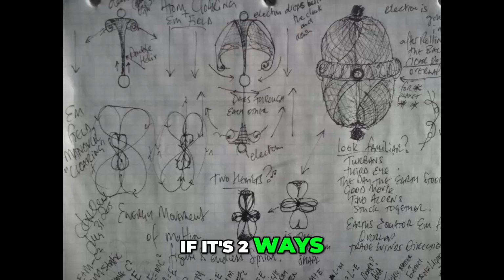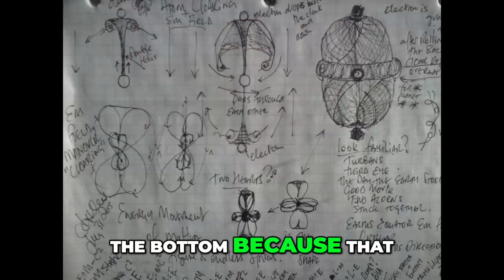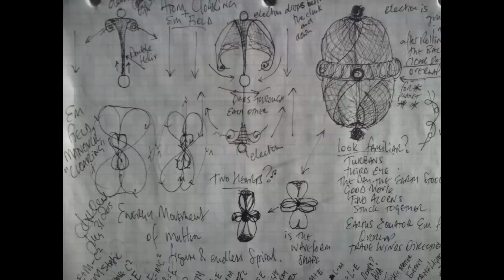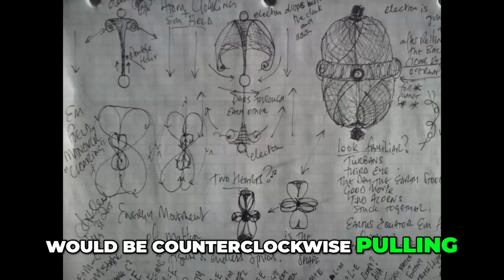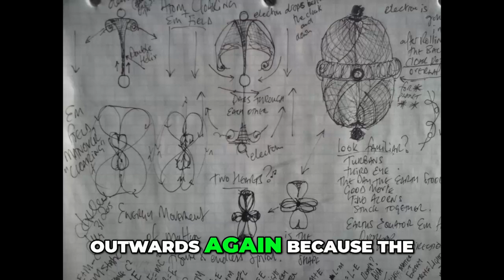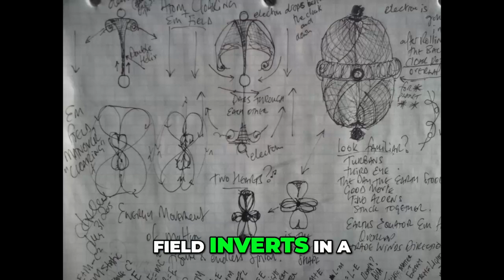If it's two ways, kind of, but it doesn't go in at the bottom, because that would again be clockwise pushing when it's been inverted, so it would be counterclockwise pulling, which would be pushing outwards again, because the field inverts in a phase shift at the inertia line. Oh no, this is getting complicated. So basically, I'm going to try and explain it in at least one way and we'll go from there.